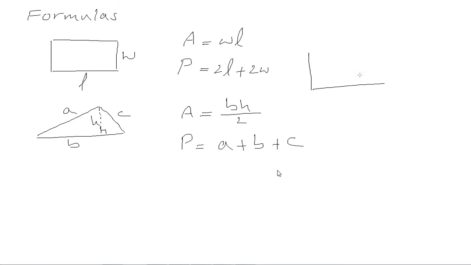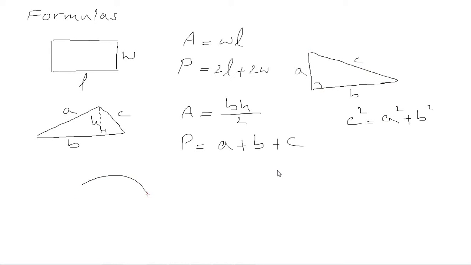In a right triangle, so let's say this is a right triangle, this side is A, this side is B, and this side is C. In a right triangle, we have this relationship between the sides. C squared is A squared plus B squared. This formula is known as the Pythagorean formula.